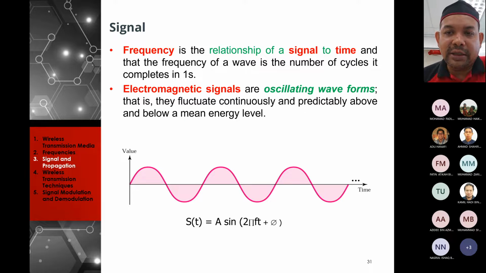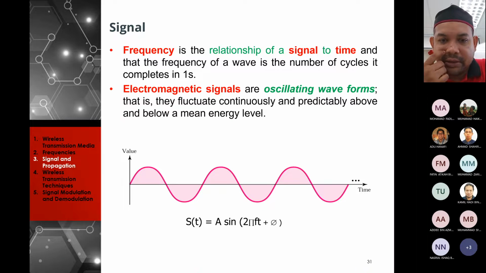Frequency is the relationship of the signal to time, and the frequency of a wave is the number of cycles it completes in 1 second. Electromagnetic signals are oscillating waveforms. They fluctuate continuously and predictably above and below a mean energy level. So y = A sin(2πft + θ). Ni apa? Theta kan? Theta.